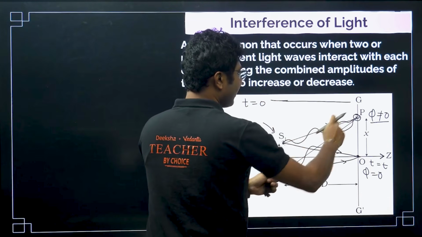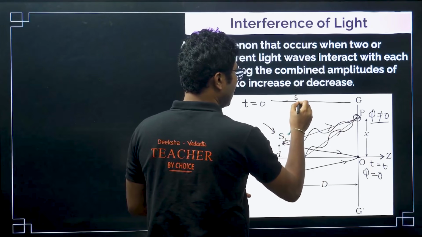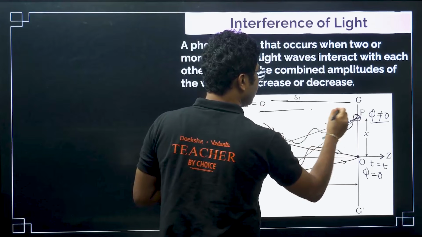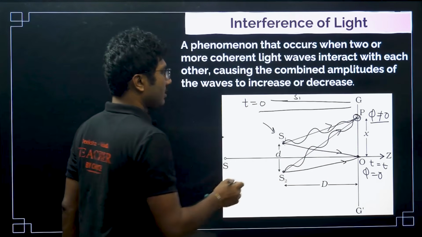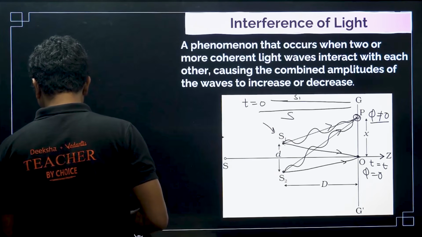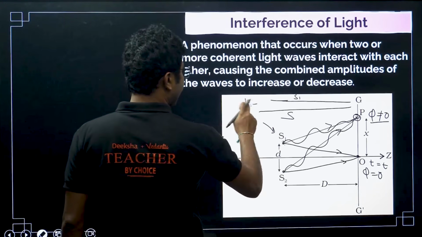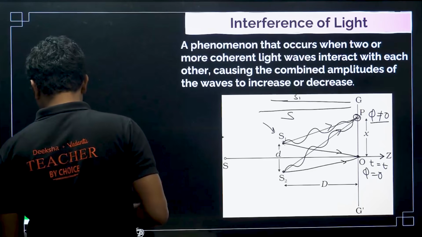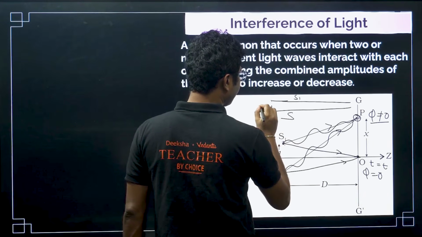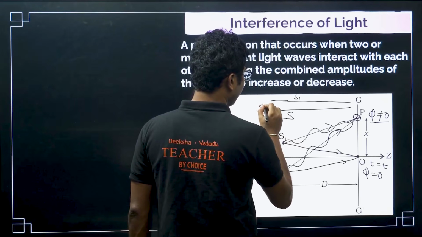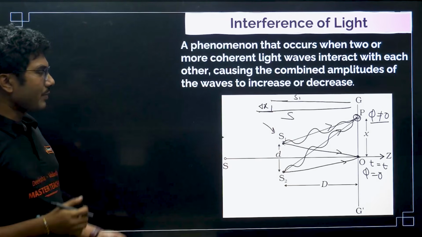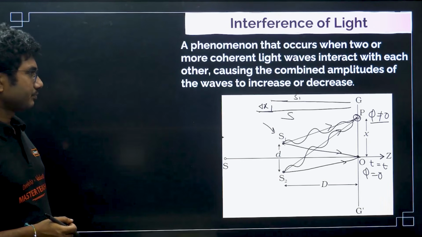What is the distance travelled by S2? This is S1. S2 definitely travels more. So if you take this out and make a straight line, this will be your S2 straight line. Both will be straight lines. If you make both lines straight, then whatever is the difference between these two paths, this is called path difference, delta x.